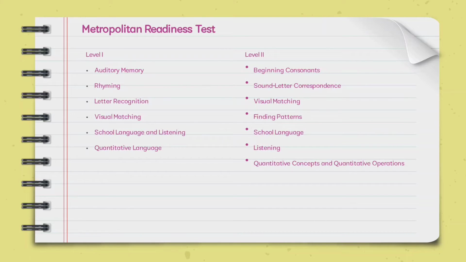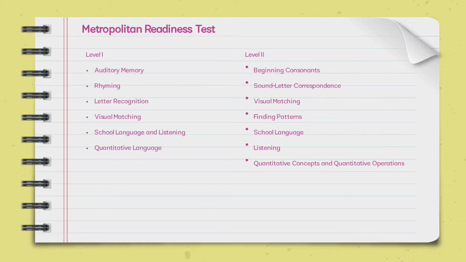So the examiner then supplies a fifth word. It is not presented and the child must select the picture that begins with the same sound. Next is the sound letter correspondence. So a picture will be presented followed by a series of letters. So the examiners will name the pictures and the child selects the choice that corresponds to the beginning sound of the pictured item. Third is the visual matching.